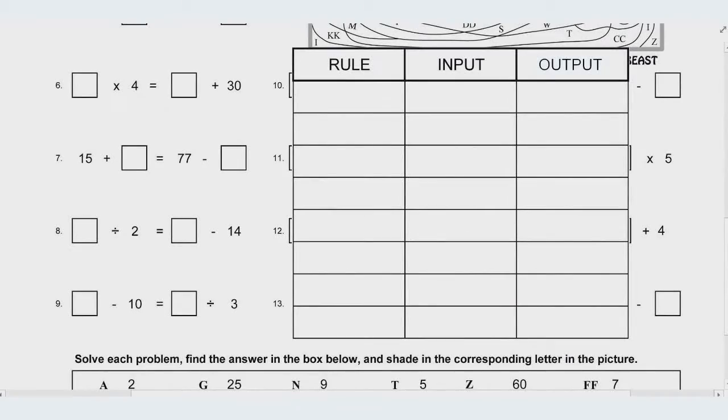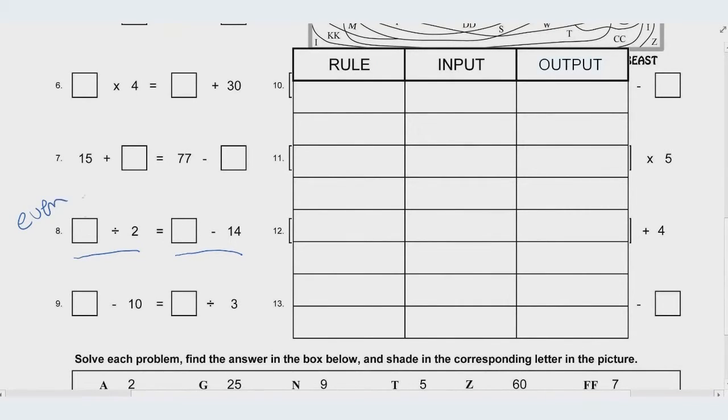So let's take a look at problem number 8. You have an empty box divided by 2 and some number minus 14. And again, we're trying to make them equal or the same. And if we look at this, we're dividing by 2, so we know the answer has to be even.